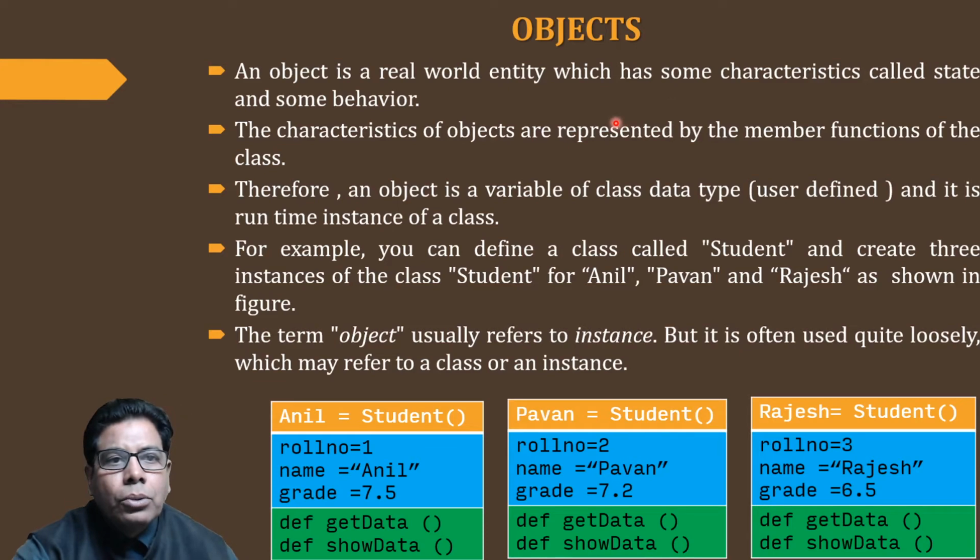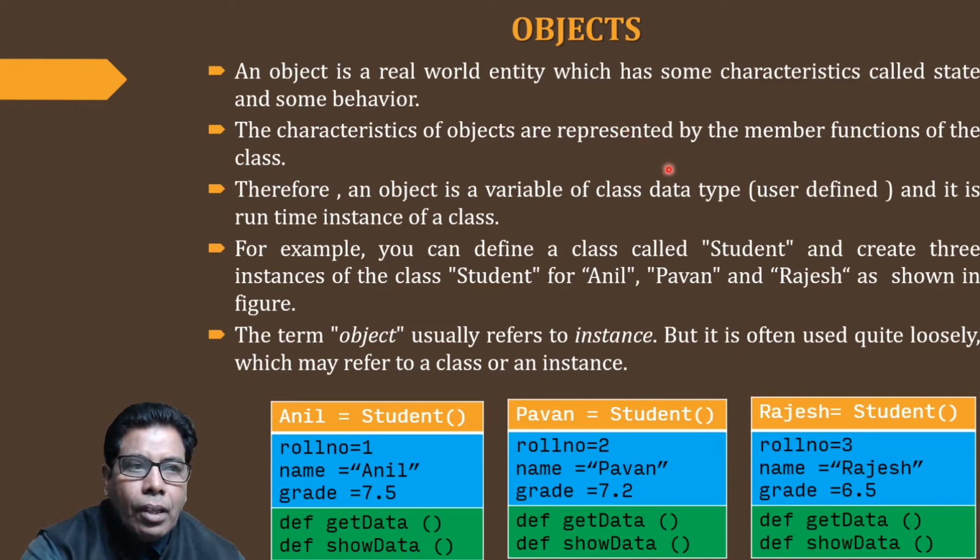Then let us go to the objects. An object is a real world entity which has some characteristics called state and some behavior. State means nothing but the attribute, and behavior is nothing but the method which is associated with that object.